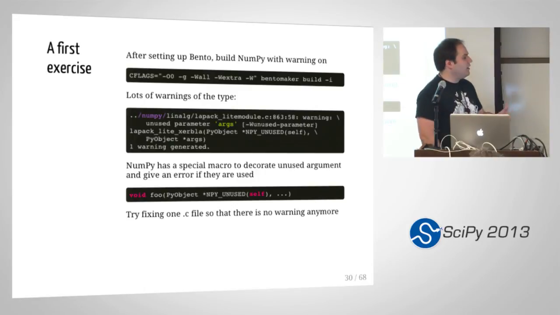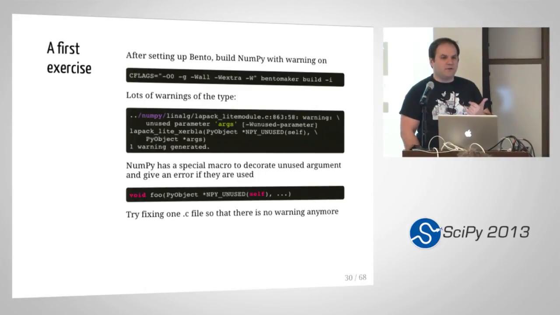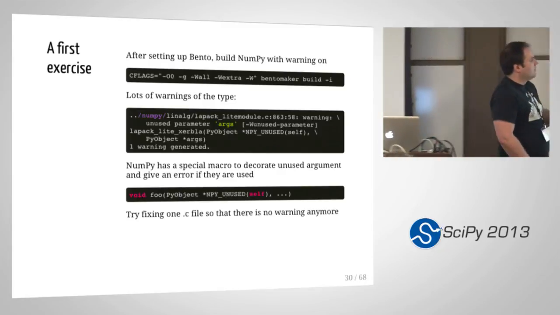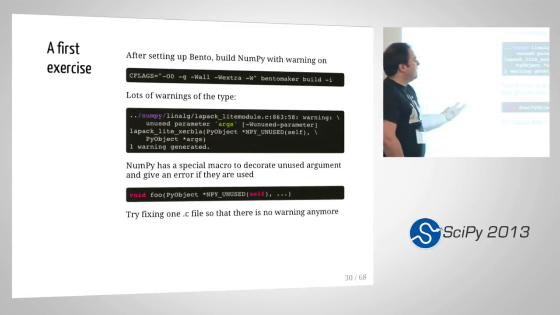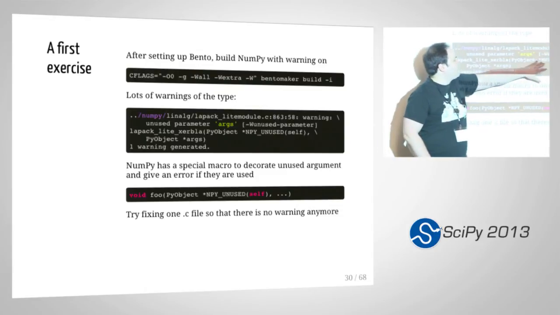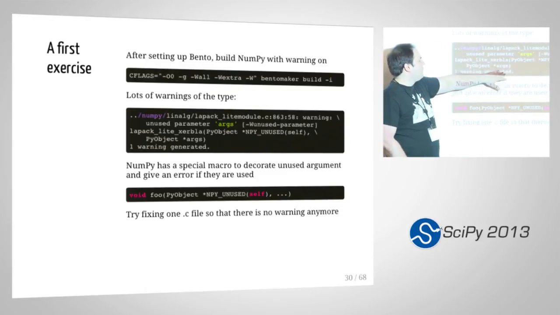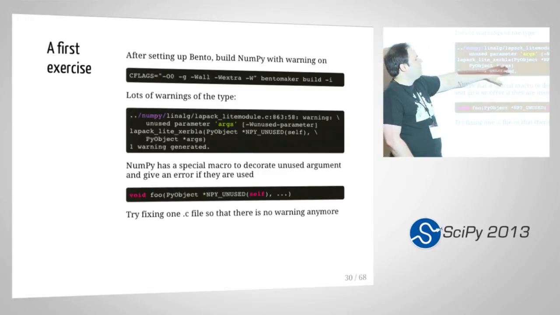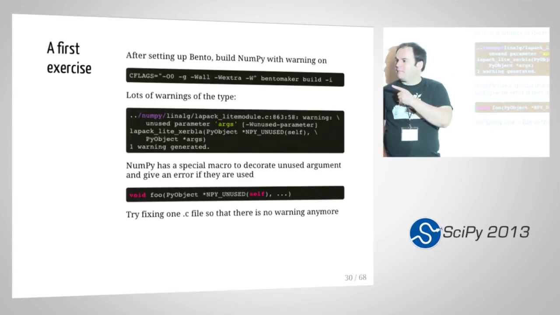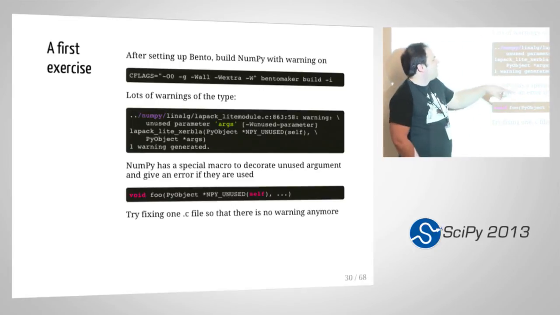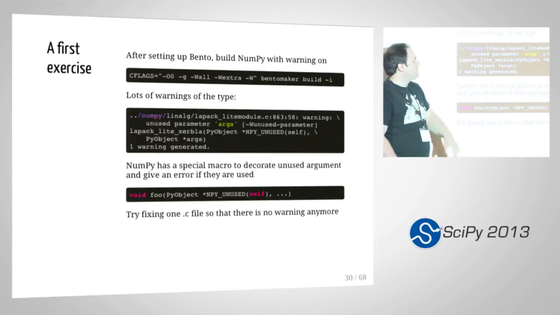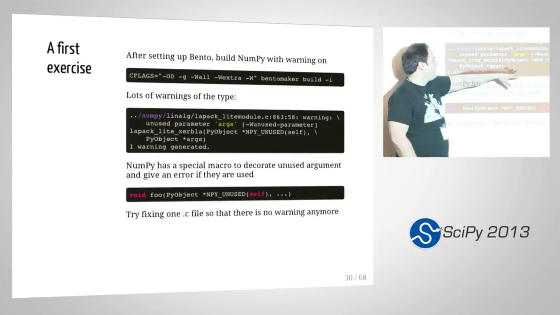So I give you a few minutes to basically build NumPy. First, just build it naturally, and then try to modify some source code to fix some of the warnings you get in the output. So one of the warnings you see often in NumPy is this kind of warning here, where it tells you that you have a function with 2 arguments, self and args, but actually you're not using args. So here you have a C function in the light module. You have 2 arguments, but actually you're not using the second argument.